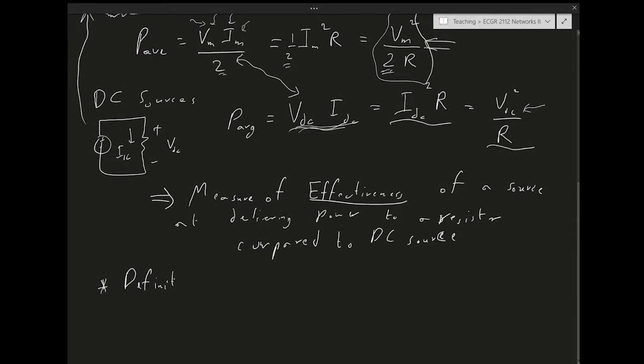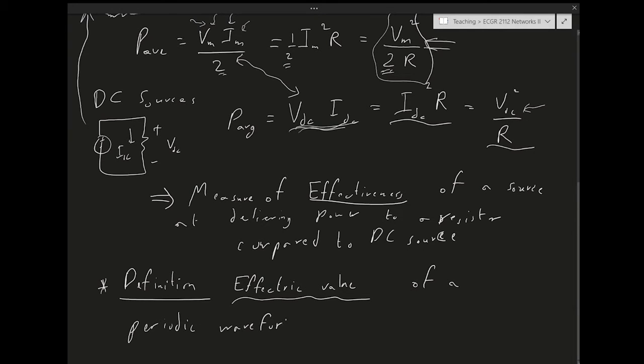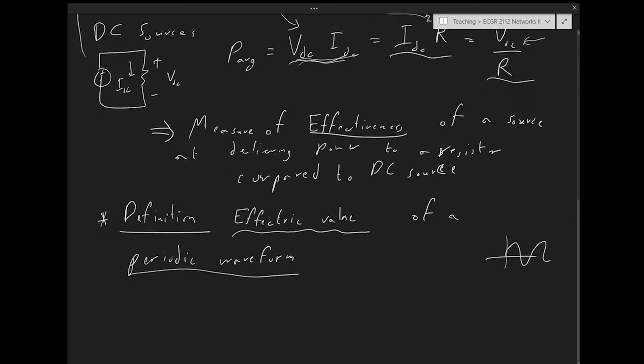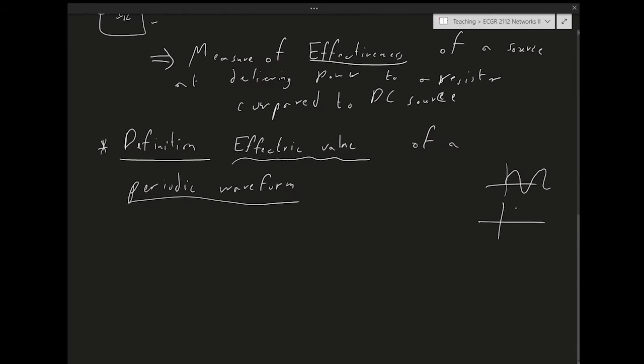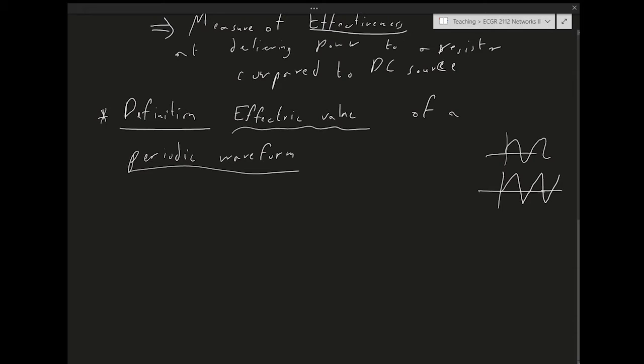Definition: effective value of a periodic waveform. We want to concern ourselves with periodic waveforms that just repeat themselves, like a sine wave or a triangular wave. We won't consider a general case where the waveform is just varying randomly with respect to time. We cannot define an effective value for that.